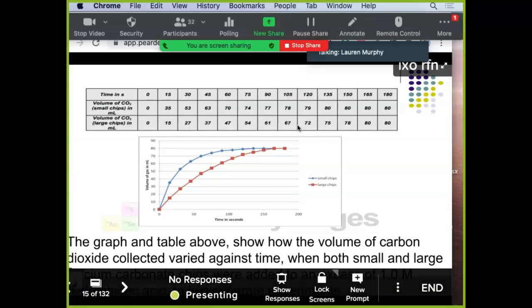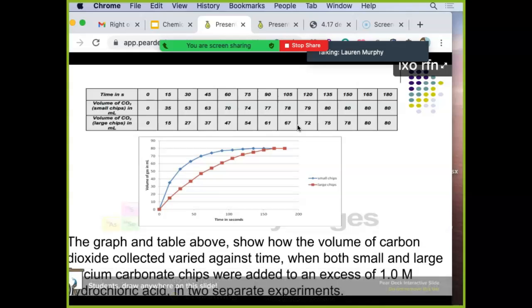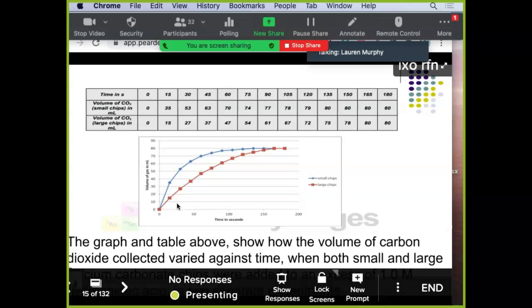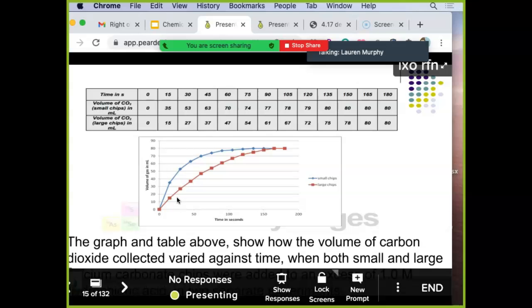Okay, so this example is a data table, and they've also graphed the data. What they've done is they've taken calcium carbonate chips. They're just like little pebbles. That's why they call them chips. And they mix them with hydrochloric acid.